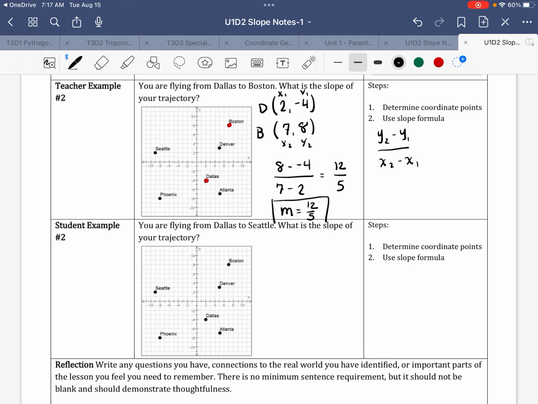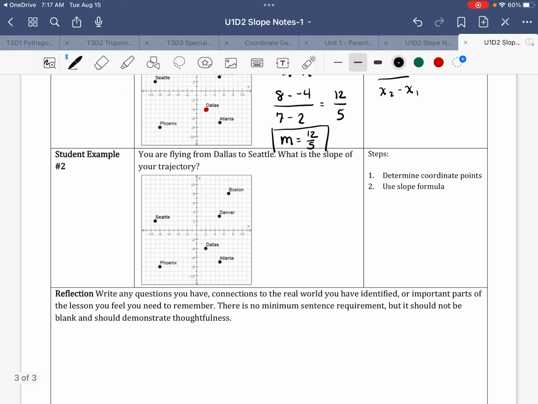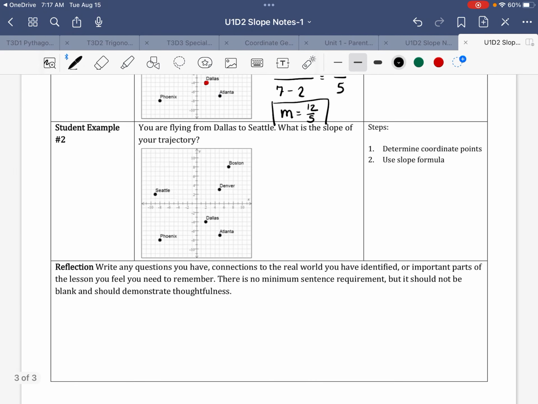Go ahead and try student example number 2 on your own. And then at the end, go ahead and answer your reflection questions. If you have any questions about any of the topics, this is a very good place to note them down.